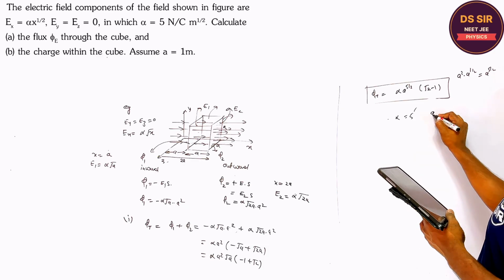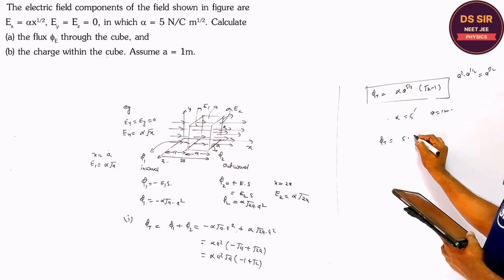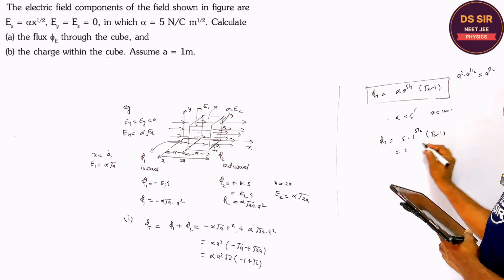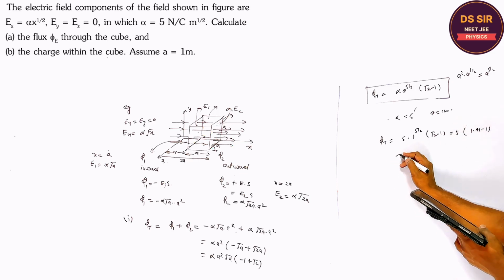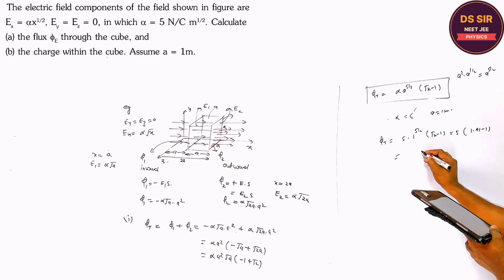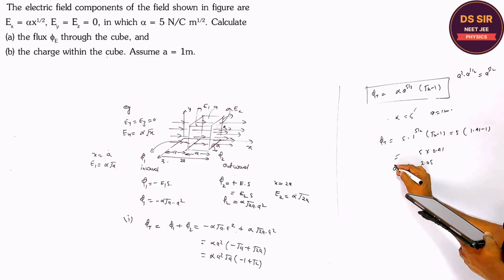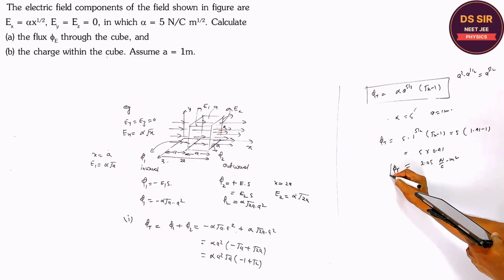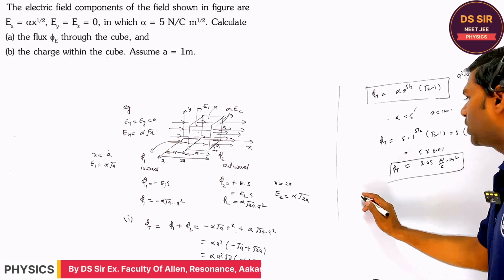And what is the value of a? It is equal to 1 meter. So the total flux is 5 into 1 to the power 5 by 2, root 2 minus 1. It is equal to 5 into 1.41 minus 1. This is 5 into 0.41, which is 2.05. The total flux is 2.05 Newton per Coulomb meter square. Copy this. So what is the second part?